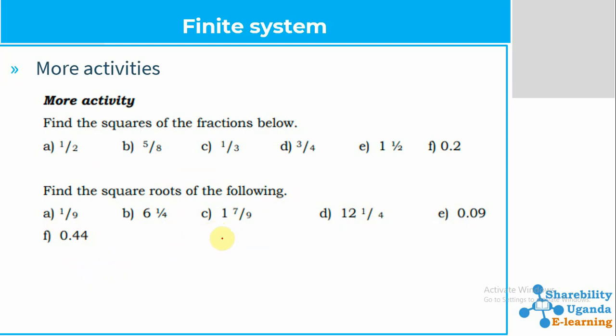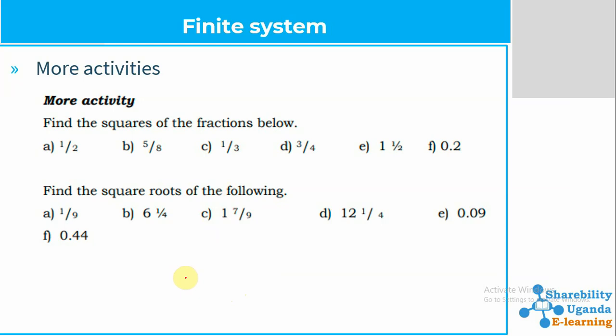Okay, so we can start with question C, which is in whole number form. They want us to find the square root of one whole number 7 out of 9, such that we can come up with an answer. Remember, we said that when they are given as whole numbers, we first change them into a mixed fraction. So let's get started.